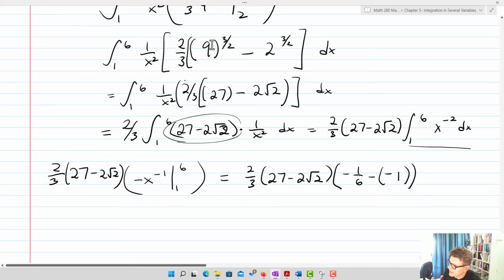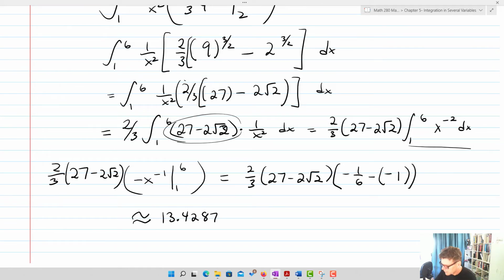And we'll plug that into our calculator. And when we do that, I got approximately 13.4287. And that actually ends up being the value for our integral.